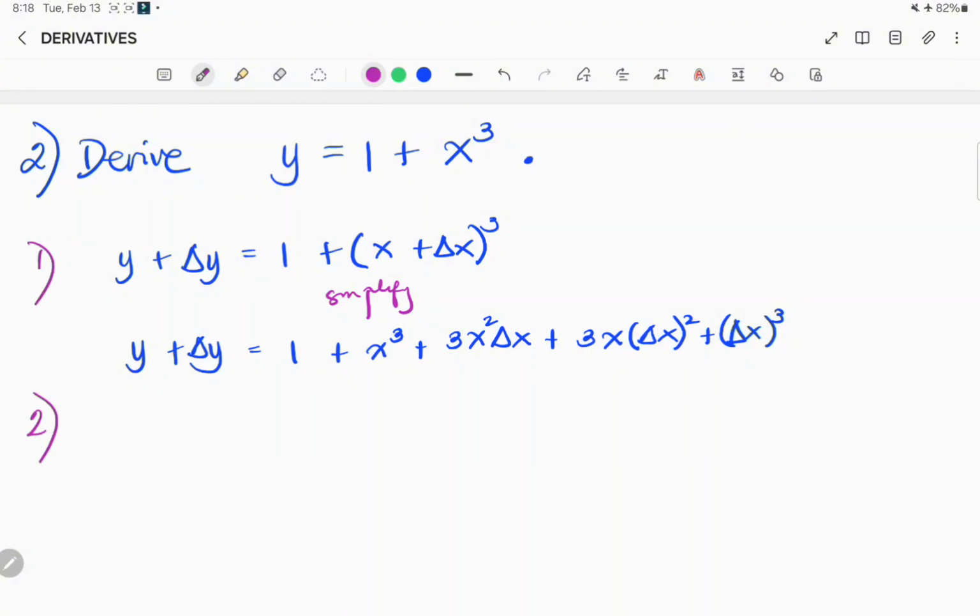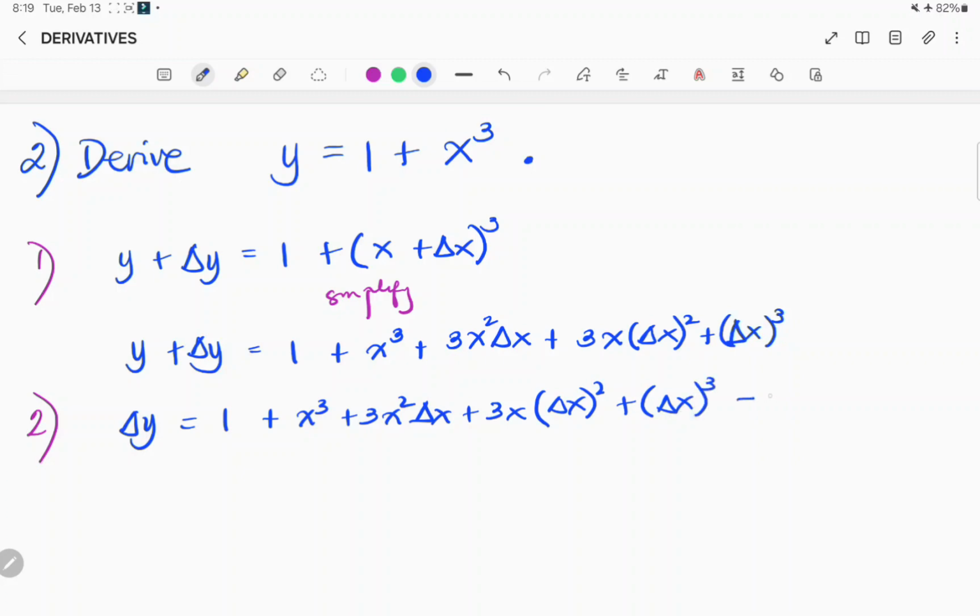So for number 2, we have to subtract both sides of the equation by the original function. Meaning, it will give us change of y is equal to 1 plus x cubed plus 3x squared change of x plus 3x change of x squared plus change of x cubed minus y, our original function. And we know that this y is equal to 1 plus x cubed. So we can change this y into 1 plus x cubed. So it must be like this, minus the quantity 1 plus x cubed.